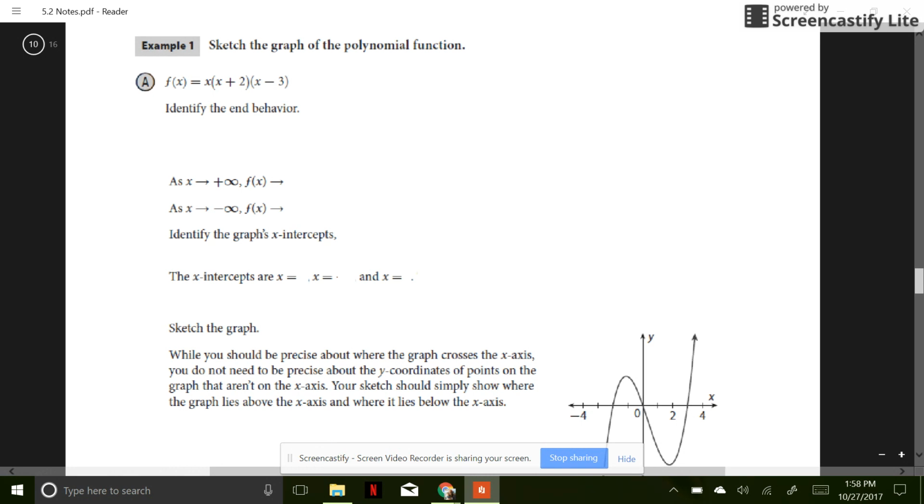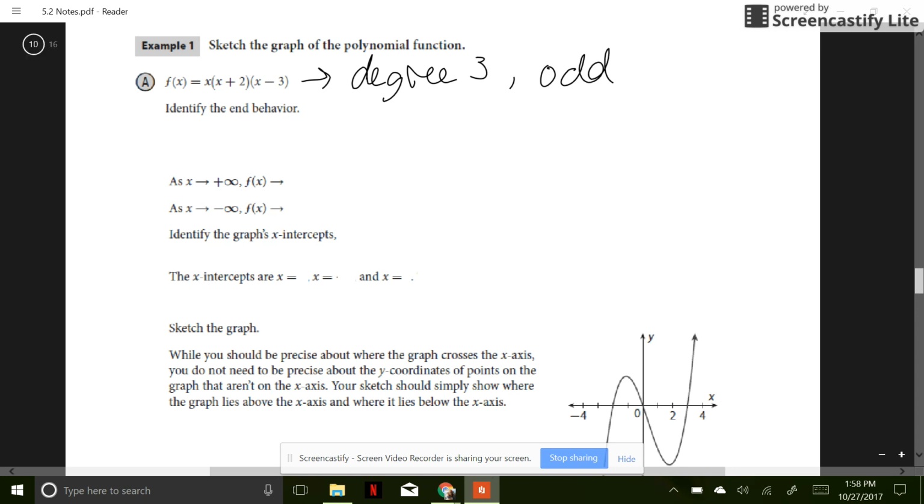So we're going to take a look at how to actually sketch these. So first thing we want to do is identify the end behavior. More importantly, I want to look at this equation. I need to figure out what degree it is. So I take a look and I count how many x's there are. There's 1, 2, 3 x's. That means it's degree 3, which has an odd power.